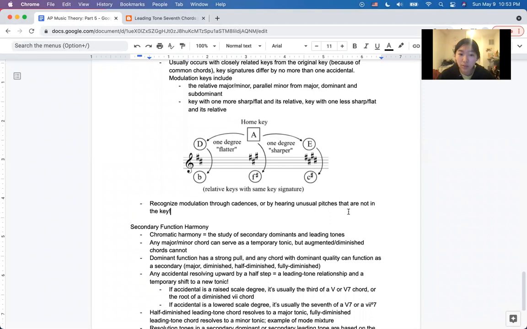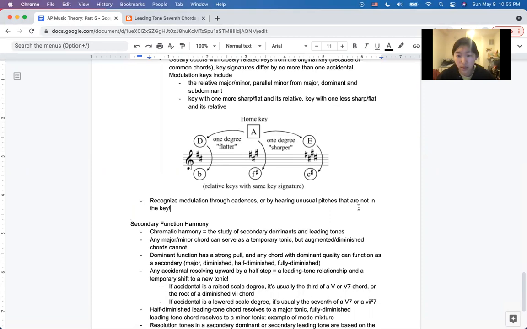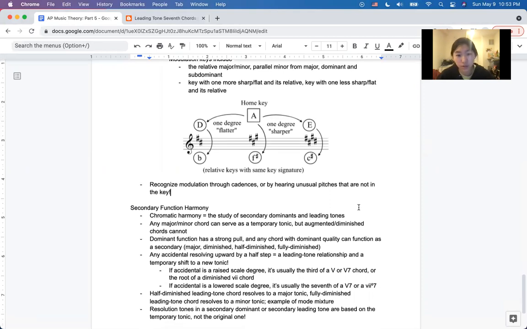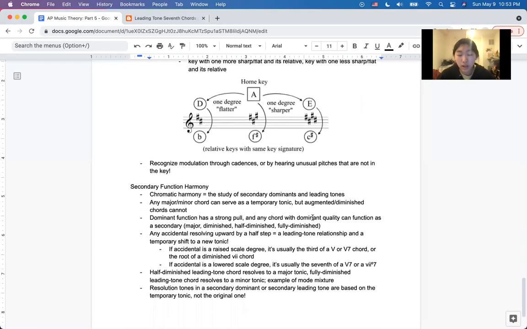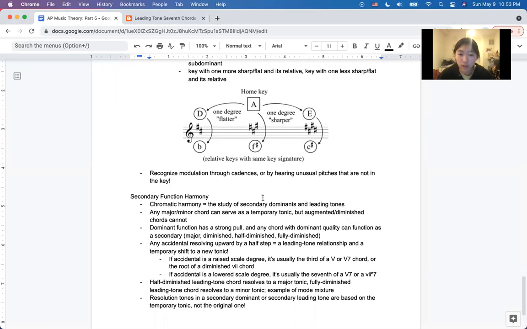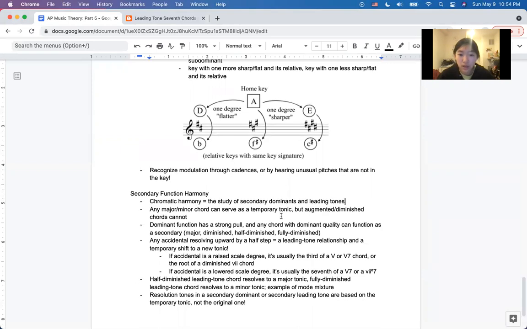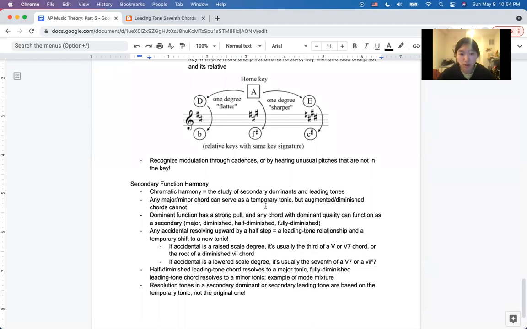You can recognize modulation through cadences or by hearing unusual pitches that are not in the key if you're listening to it. So now let's move on to secondary function harmony. This sort of relates to the idea of modulation that we just talked about. Chromatic harmony is the study of secondary dominants and leading tones. Any major or minor chord can serve as a temporary tonic, a secondary temporary tonic that is, but augmented or diminished chords cannot, so you have to remember that.